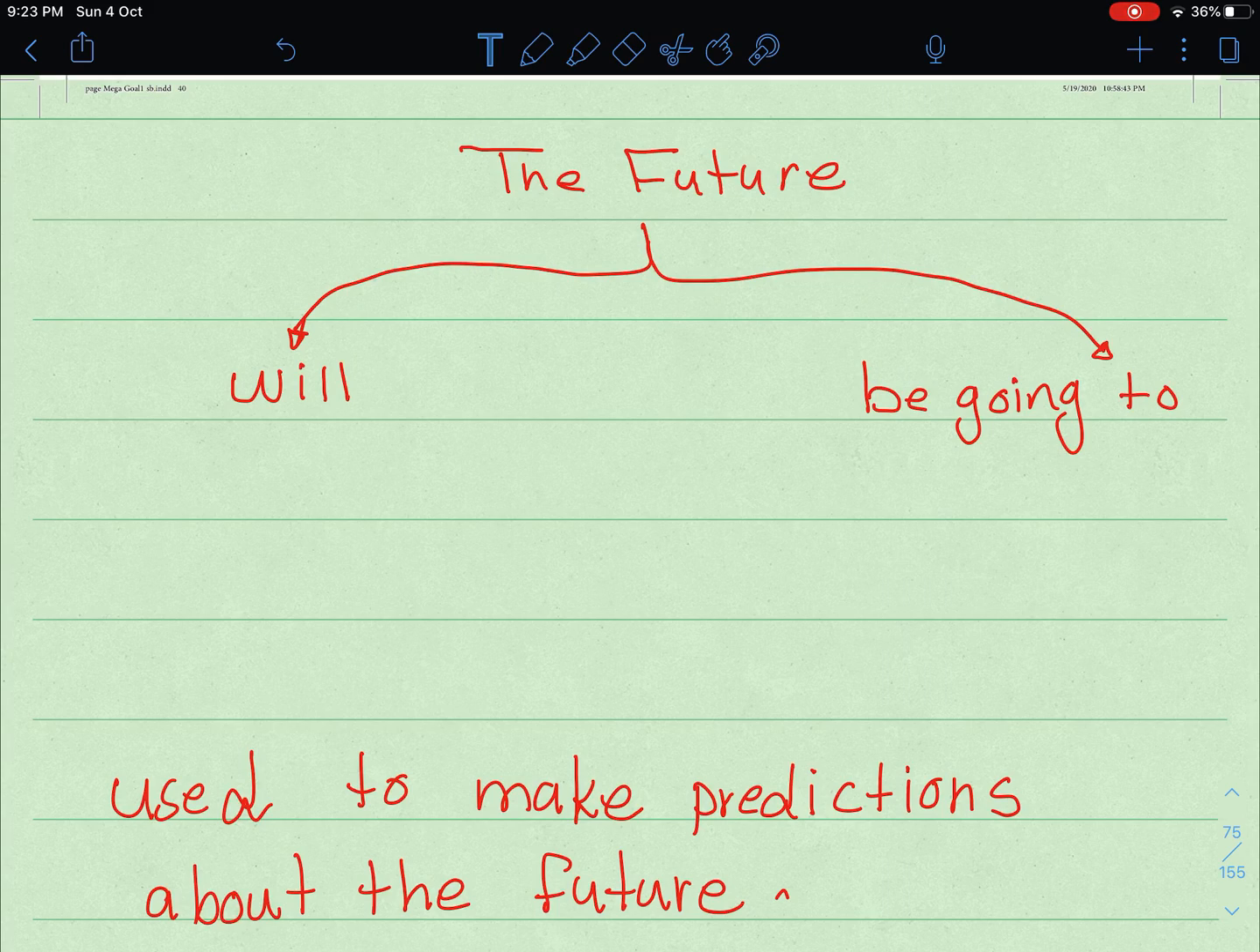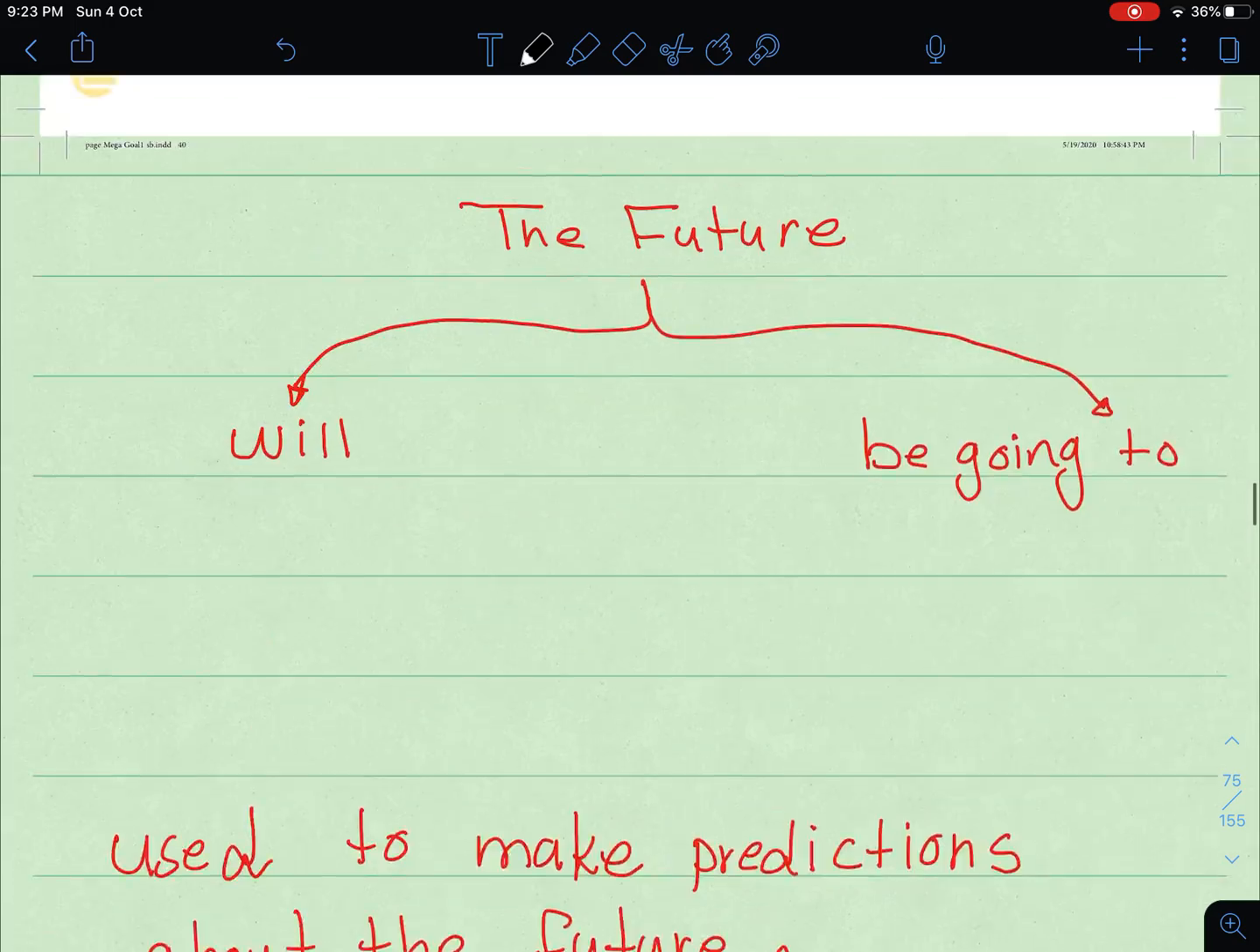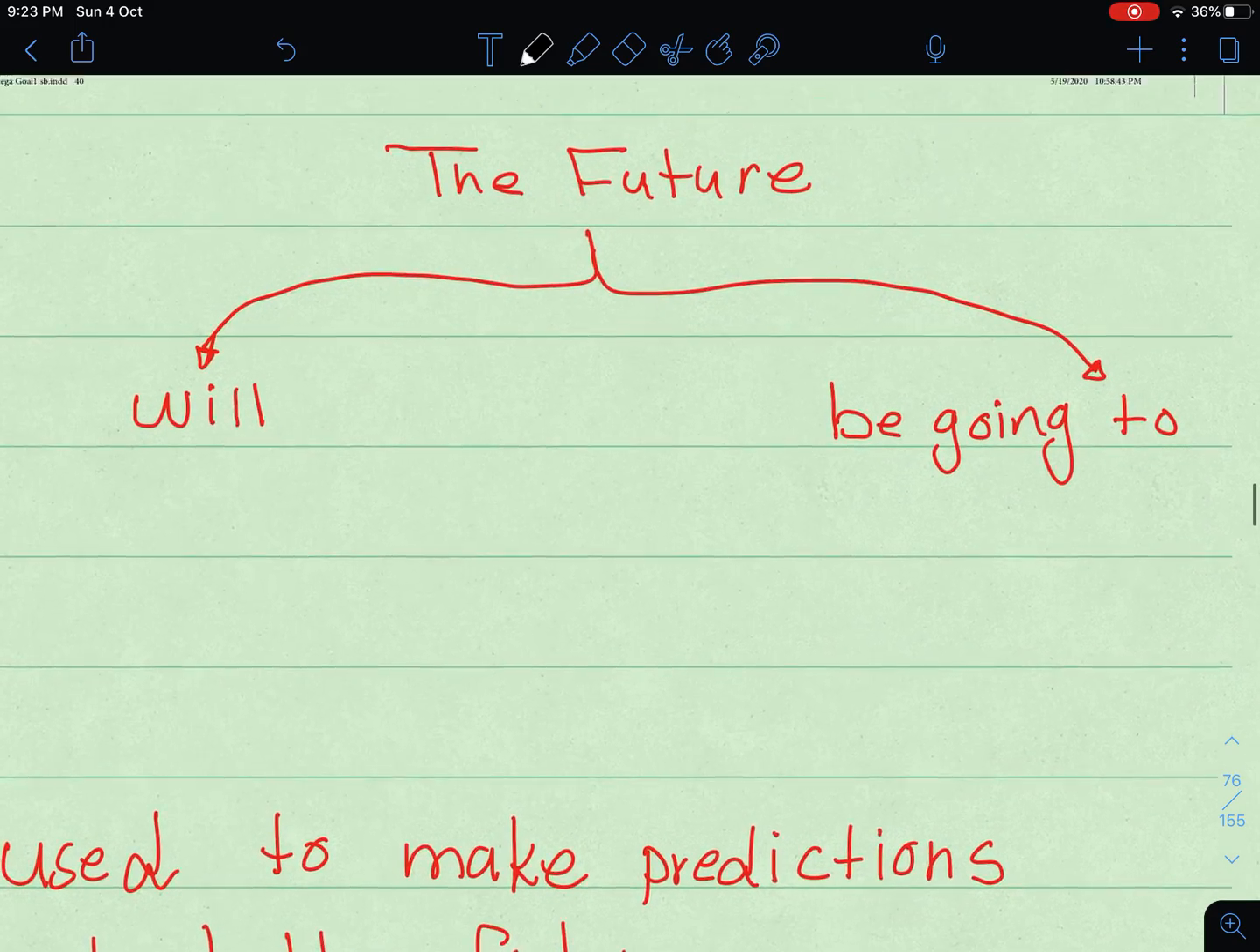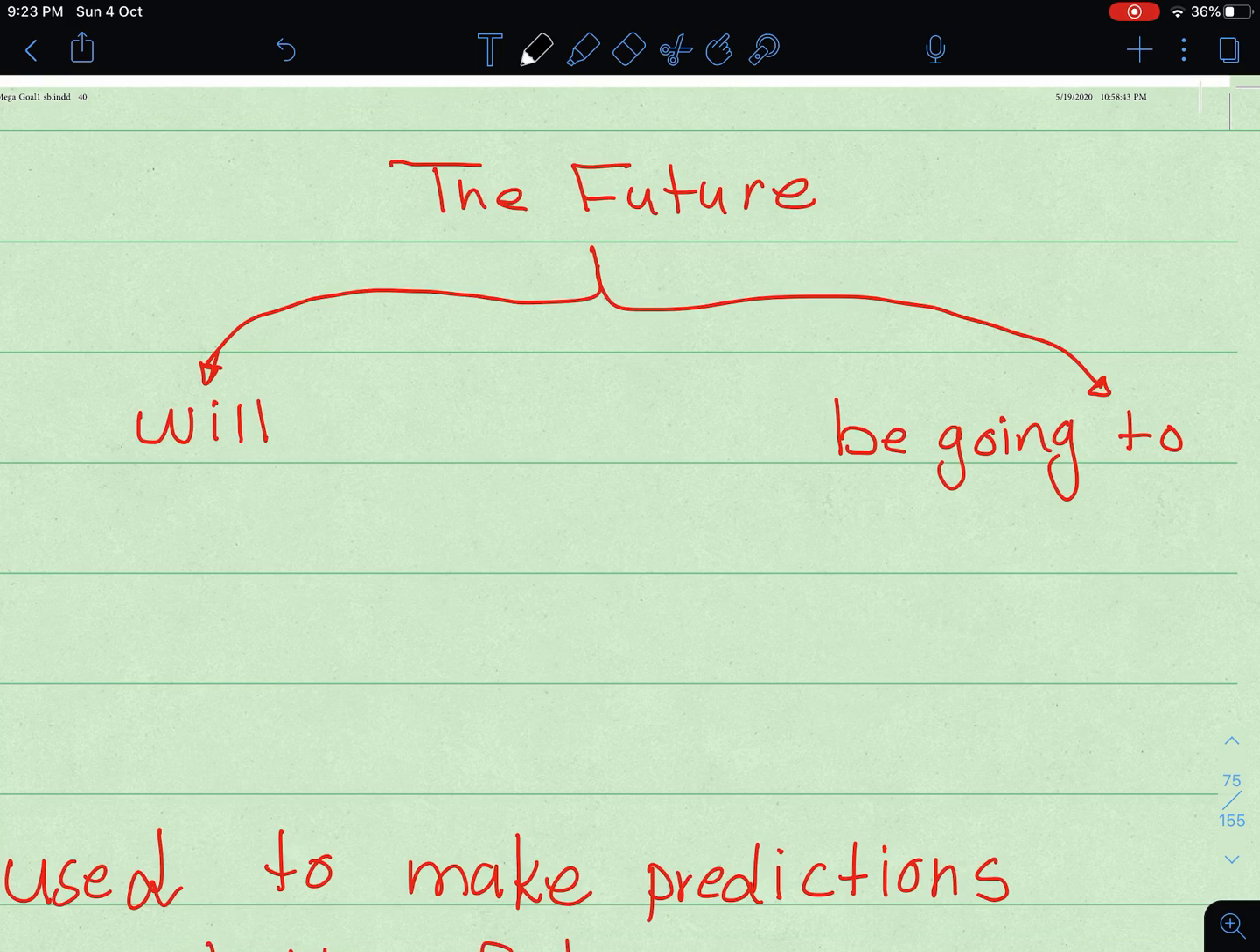Of course, we use the future either with will, okay. So I use it either with will, for example, will eat, will drive. As you can see, the verb after will usually comes with no ending, okay?